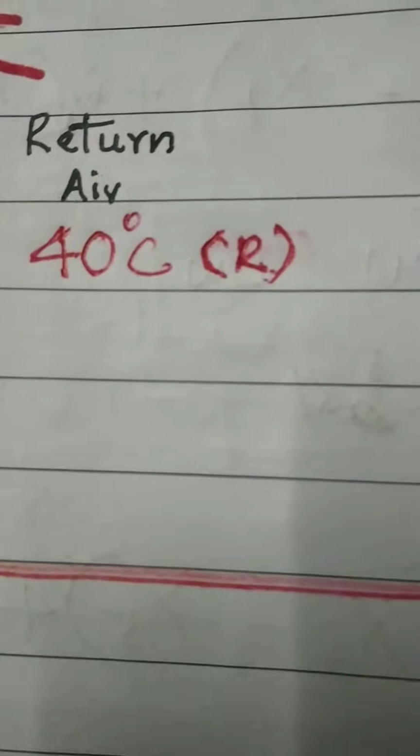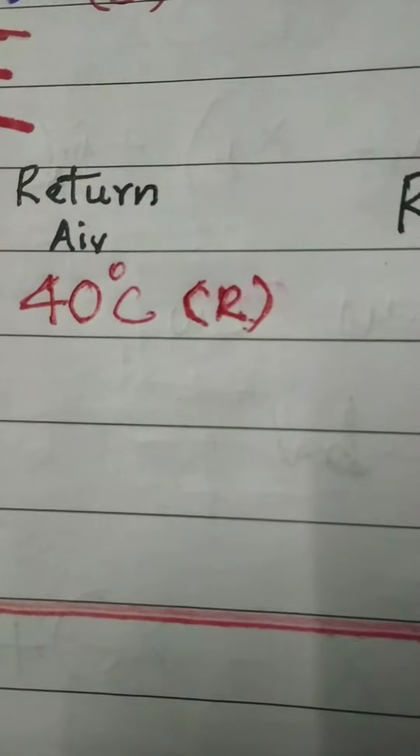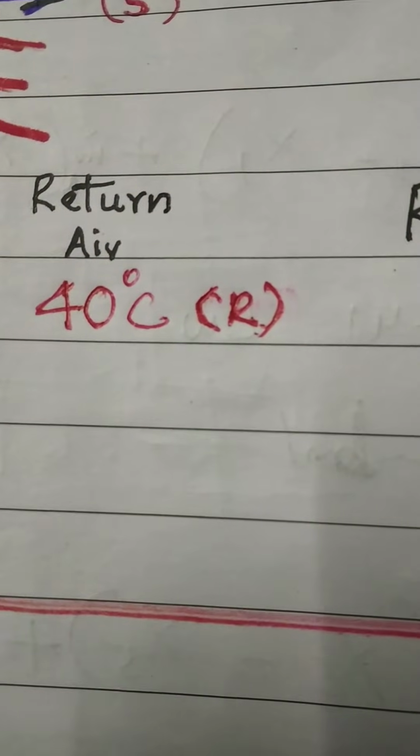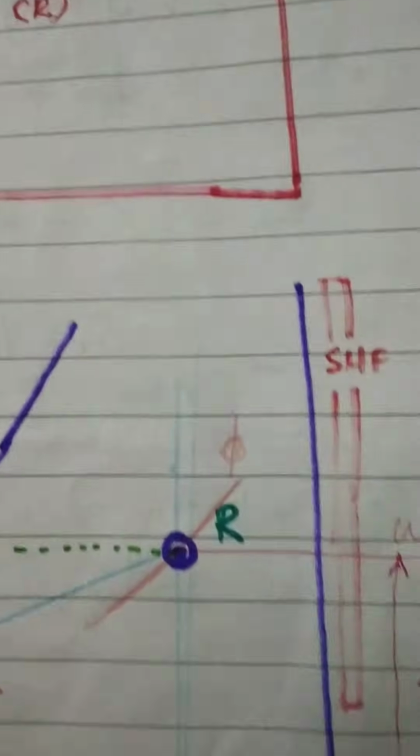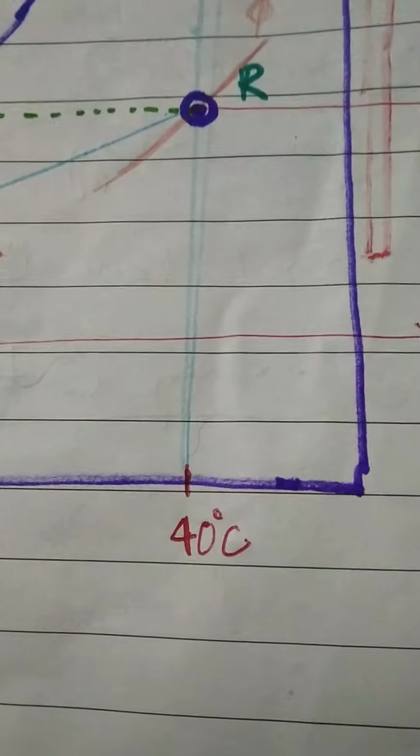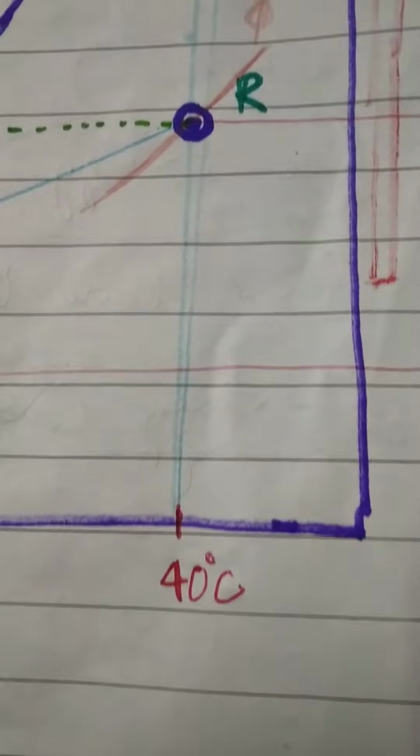is 40 degrees centigrade and is represented by the alphabet R. So R is representing the room condition, and in fact any condition is represented with the help of two state conditions, temperature and anything else. So 40 degrees centigrade is the dry bulb temperature.